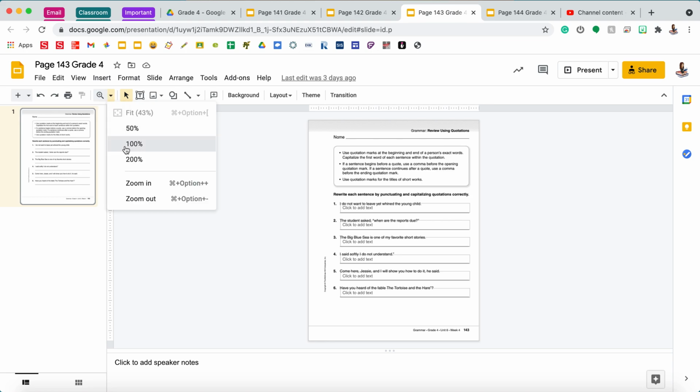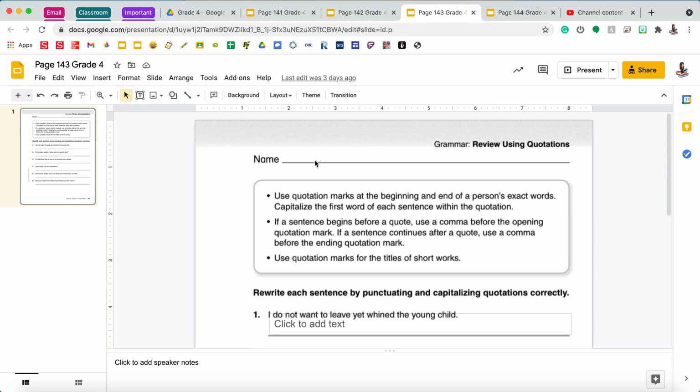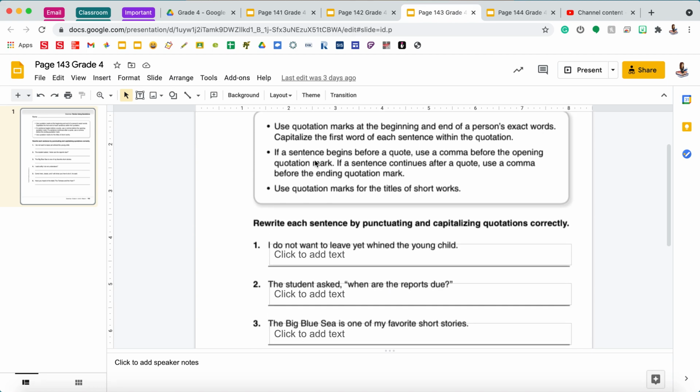Your next page, which will be assigned and due on Wednesday, is reviewing quotations. So remember that we use quotation marks at the beginning and end of a person's exact words. We capitalize the first word of each sentence within the quotation. If a sentence begins before a quote, use a comma before opening the quotation mark. If a sentence continues after a quote, use a comma before the ending quotation mark. And we use quotation marks for the titles of short works.